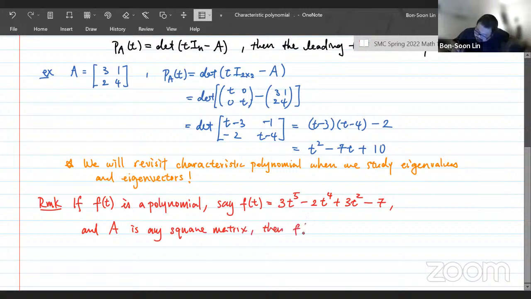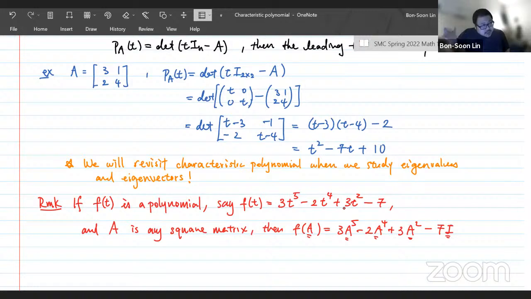Then f of A, plug A into this, really is just this calculation of 3A to the 5th minus 2A to the 4th plus 3A squared. Now here, the constant term is just 7 times the identity matrix, because these are all matrices, you cannot subtract a number. So if it's constant, you scale it by the identity matrix of whatever size we need. And these powers of A really just mean multiply this matrix that many times. So A to the 5th is A times A times A times A times A, 5 times.